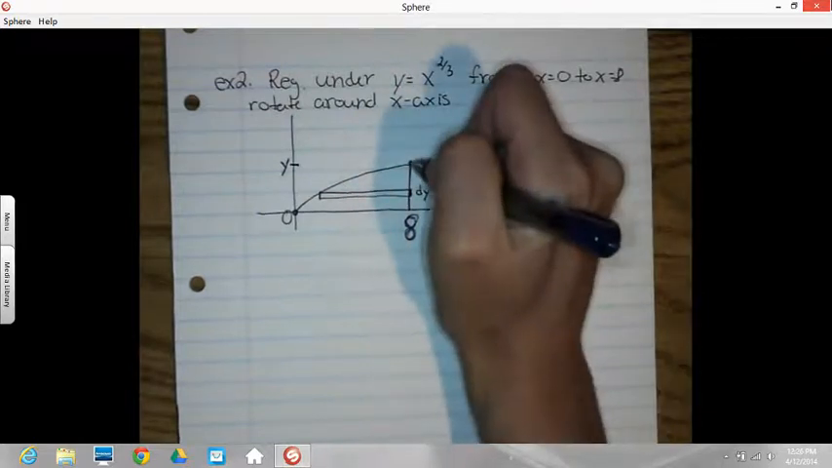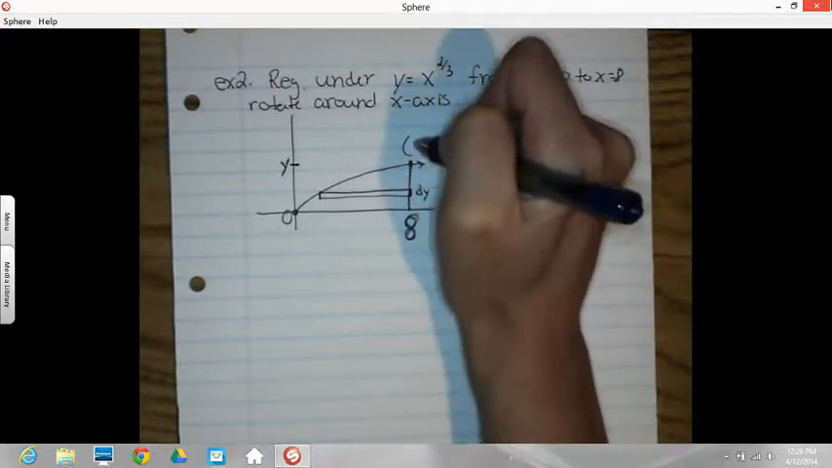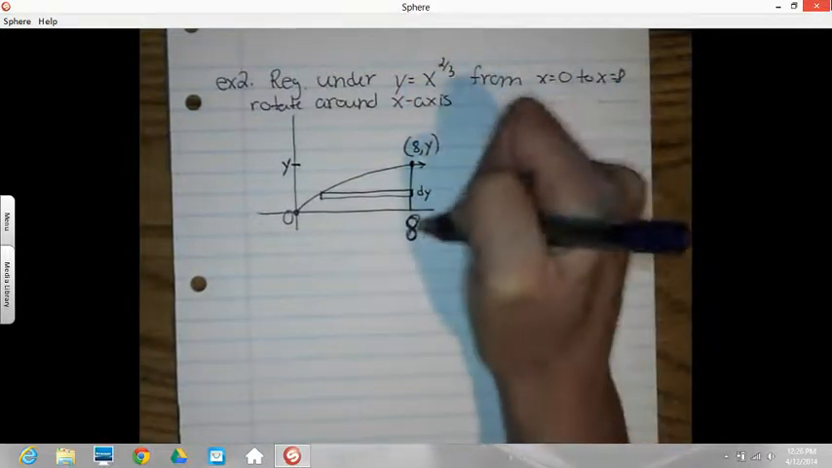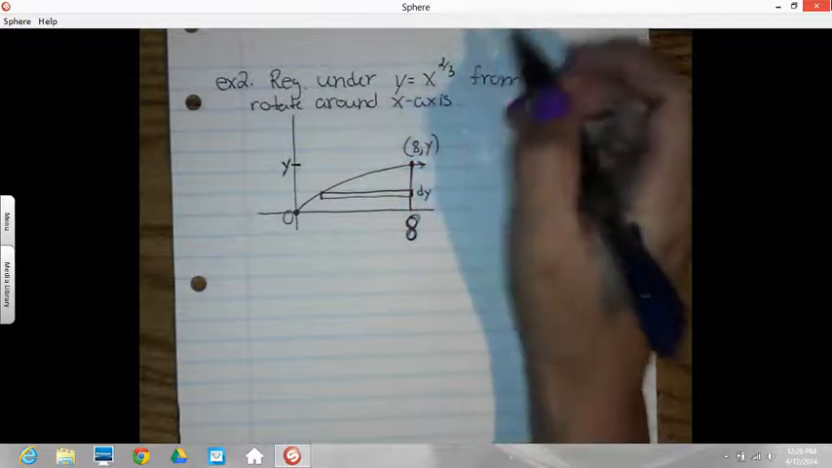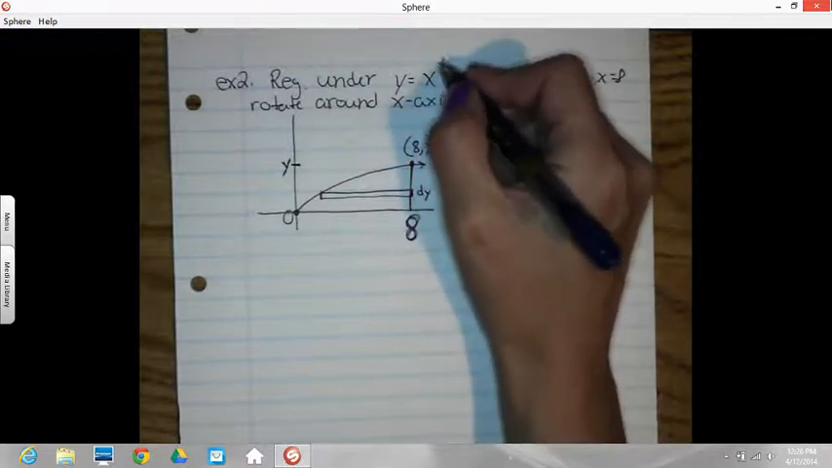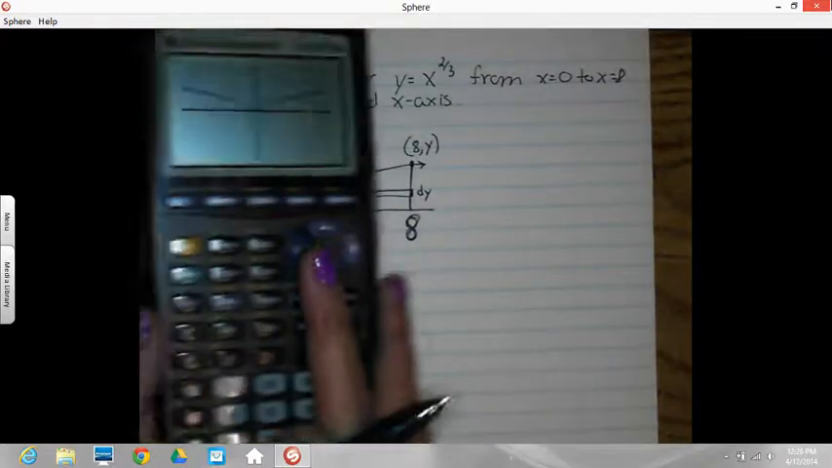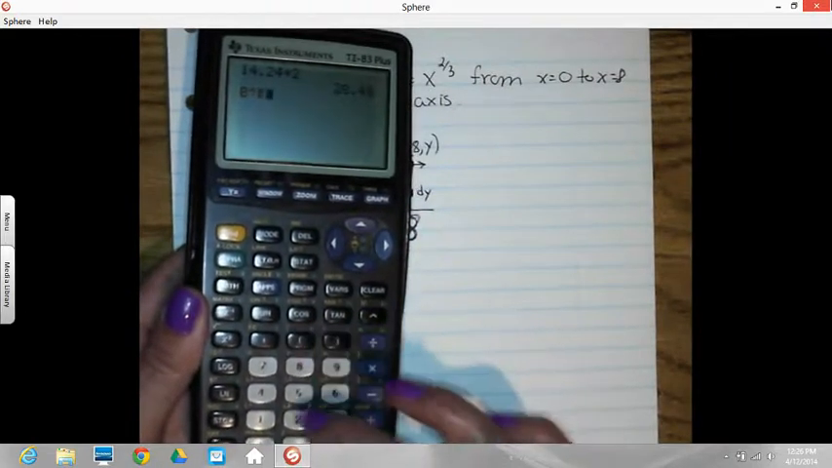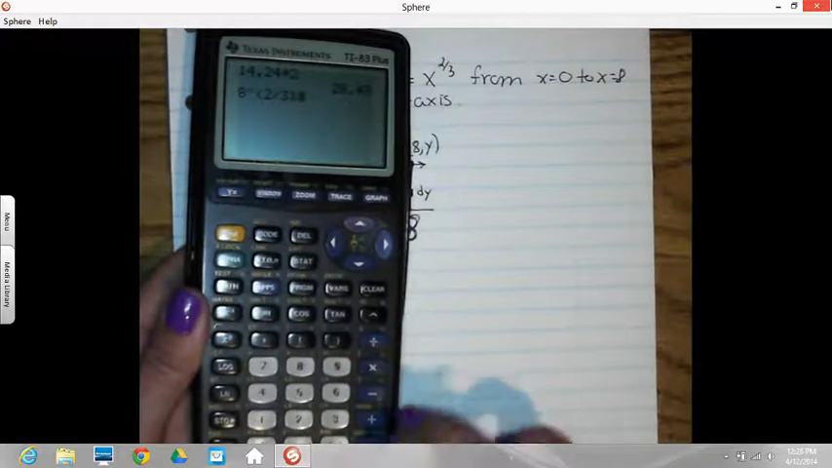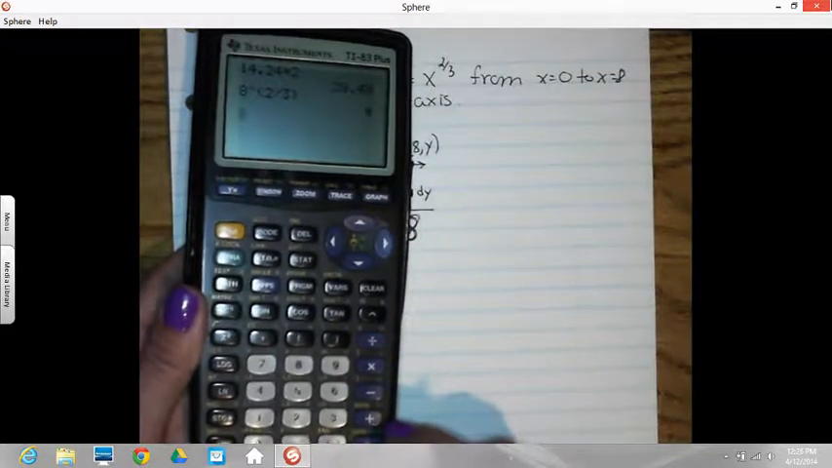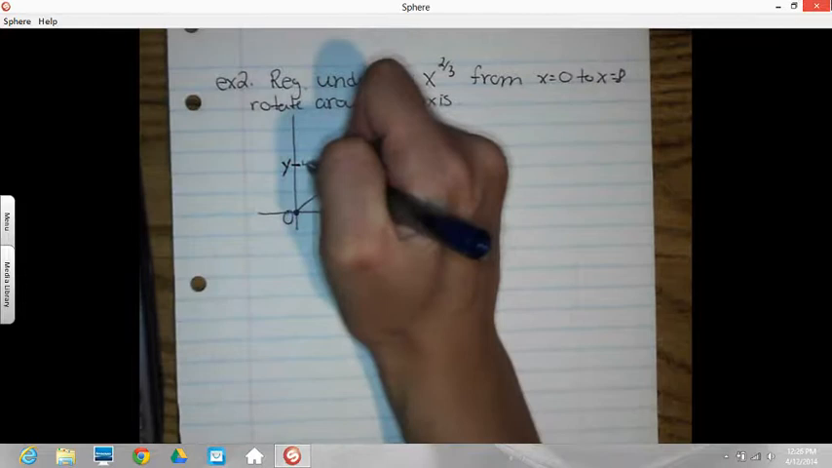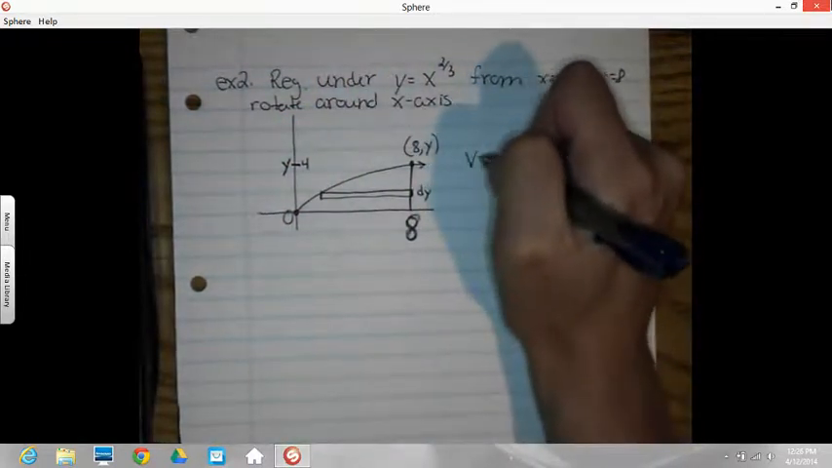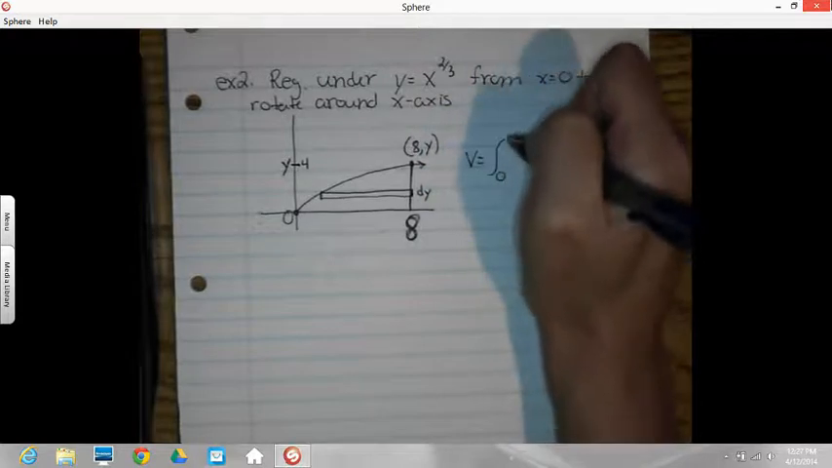Well, what I know about this point is that the x value is 8. I need to know what the y value is. So I'll put 8 in for the x. So y is 8 to the 2/3. 8 raised to the 2/3 is 4. So this point is at 4. So we're using the shell formula. We're going 0 to 4.